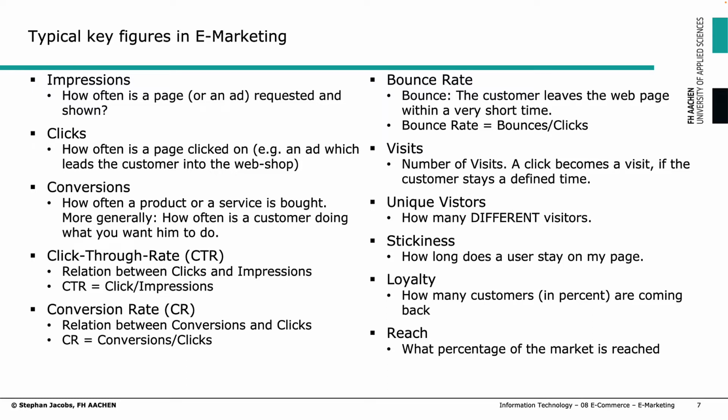And then there are two ratios. The first one is the click-through rate. It's the ratio between clicks and impressions. So if, for example, an ad is shown 100 times, how often do people click on it? And the same is the conversion rate. It's the relation between conversions and clicks. So if an ad is shown, let's say 1,000 times and 10 clicks are realized, how many of these people who clicked on this ad and are coming to your web shop, how many of those are really buying a product? And this relation between conversions and clicks, that's called conversion rate.